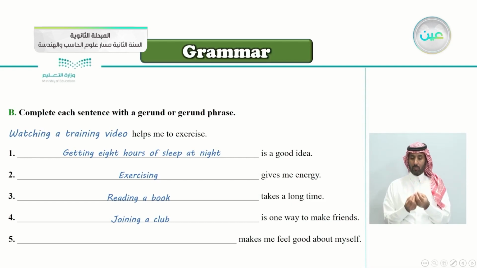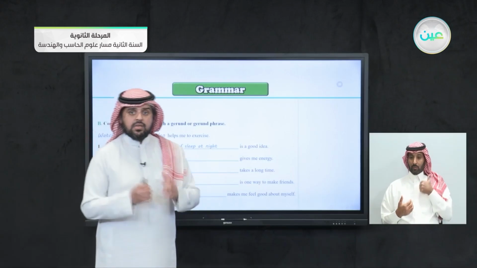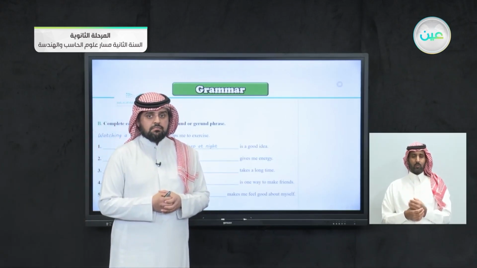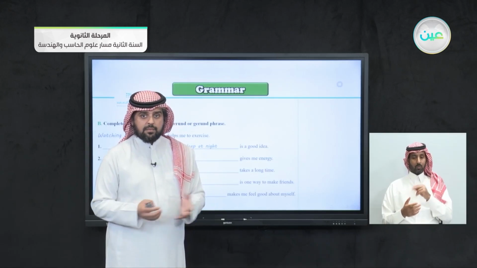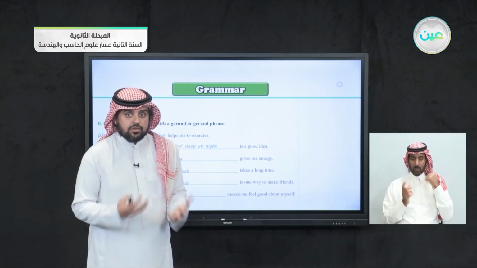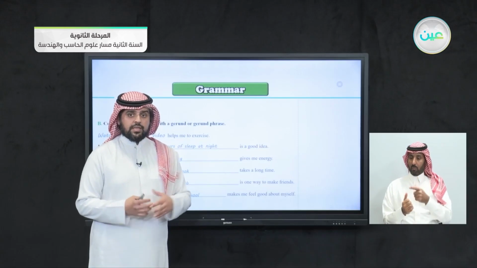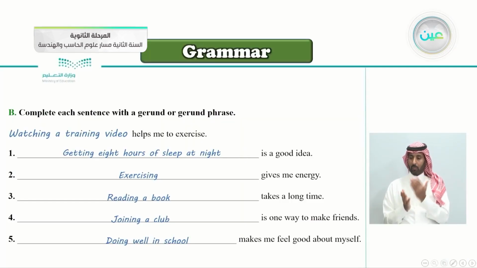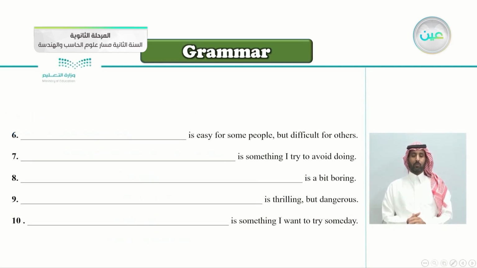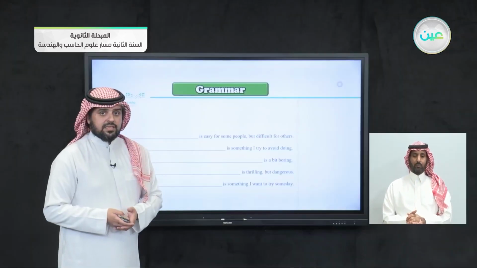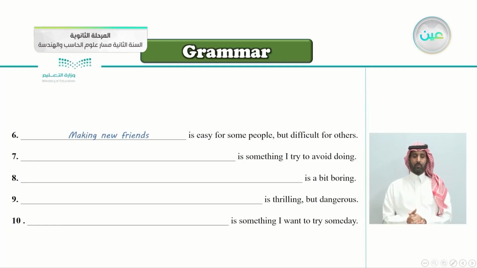Number 5, makes me feel good about myself. So what makes you good about yourself? For example, you can say praying every day, praying 5 times a day. It makes me feel good about myself. Or for example, I've written doing well in school makes me feel good about myself. When you get the high grades, of course, that will make you feel good about yourself. And number 6 here is easy for some people but difficult for others. What is easy for some but difficult for others? For example, making new friends.